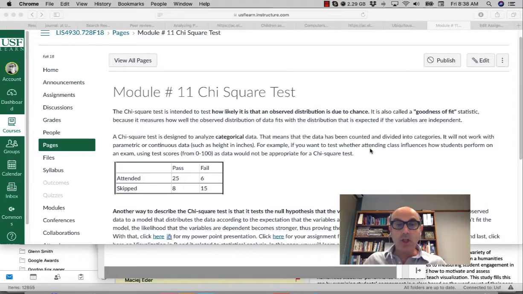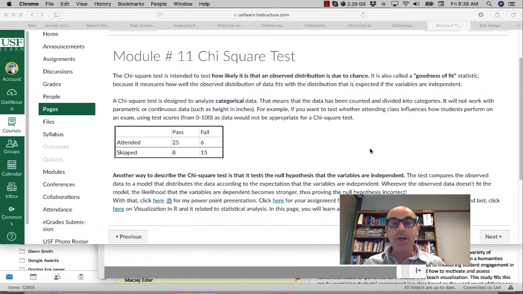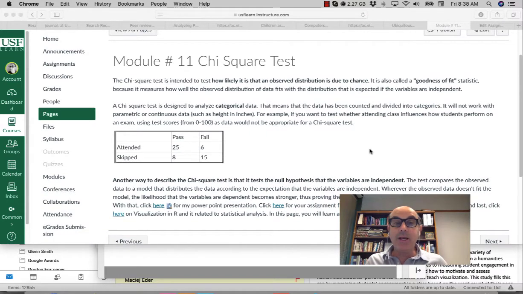The first page, which you see right now, is about what the chi-square test means. What does it consist of? For example, it is designed for categorical data and not regular data, which means that the data has to be sorted based on categories. The chi-square test also discusses the issue of the null hypothesis.